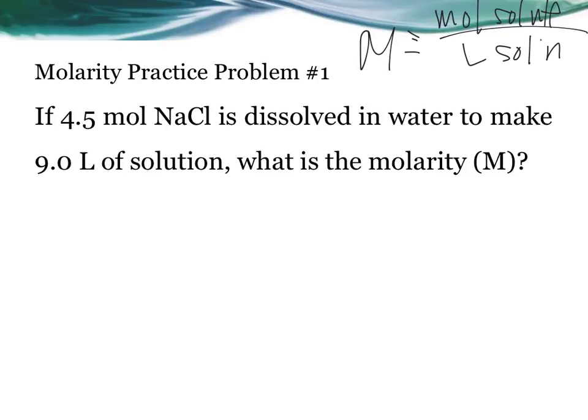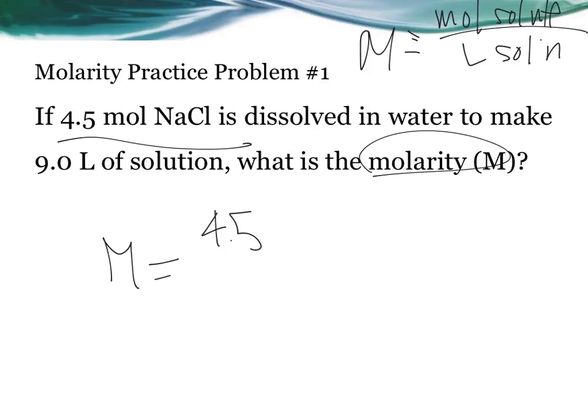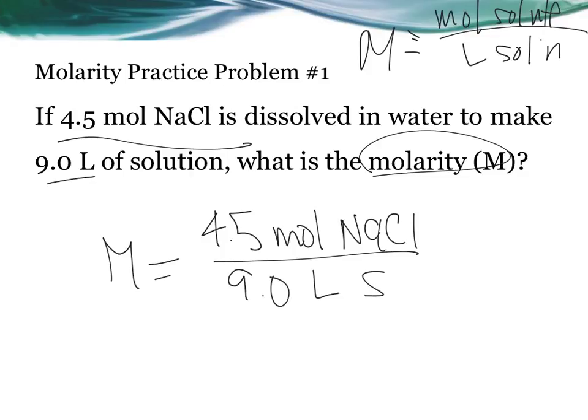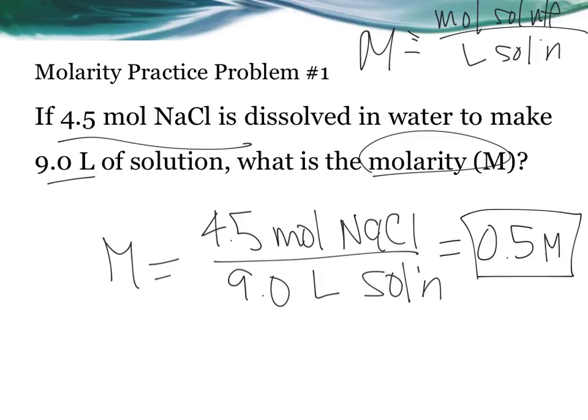So if you use that equation to answer this problem, it says if 4.5 moles of NaCl is dissolved in water to make 9.0 liters of solution, what is the molarity? Well, 4.5 moles of NaCl is the solute. So capital M, which we're solving for, molarity, is equal to 4.5 moles of NaCl divided by 9.0 liters of solution, which gives us a molarity of 0.5 moles per liter, or just capital M. So my answer is 0.5 molar.